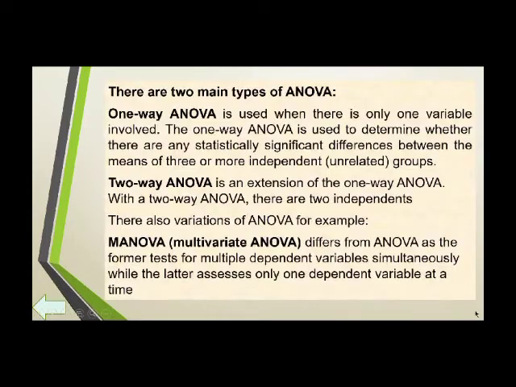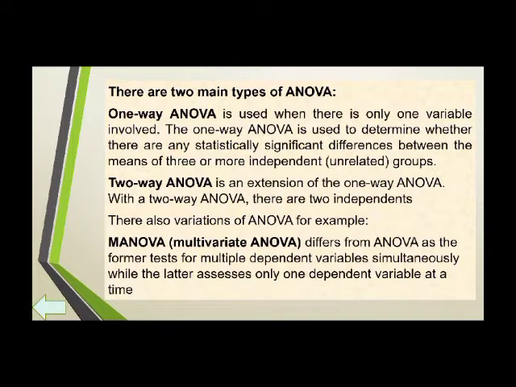study. So there are two main types of ANOVA: the one-way ANOVA and the two-way ANOVA. One-way ANOVA is used when there is only one variable involved. The one-way ANOVA is used to determine whether there are any statistically significant differences between means of three or more independent unrelated groups. The two-way ANOVA is an extension of one-way ANOVA. So with two-way ANOVA, there are two independent variables. So that is the two main types, one-way and two-way ANOVA.